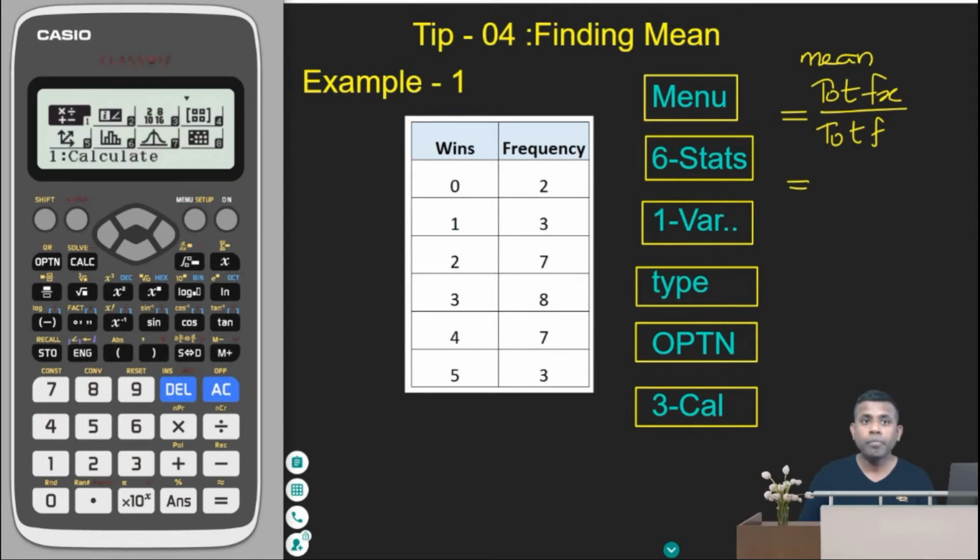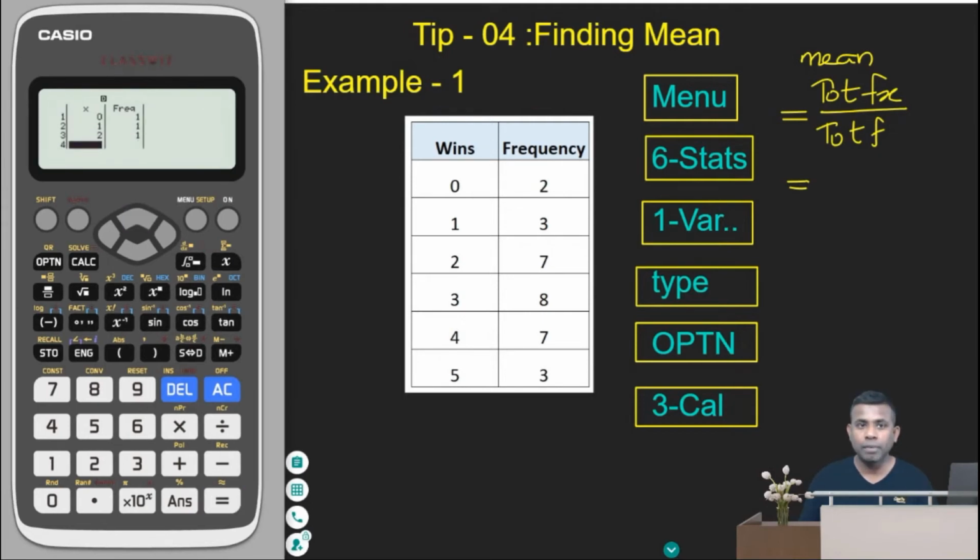Now you need to go to menu and use number 6, and press number 1, which is the variable option. Everything's on the screen, I have written it down. So you have a table on the calculator screen, x values and frequency values. First of all, I'm going to enter the x values: 0, 1, 2, 3, 4, 5. I am copying all the x values from the table given. Each and every time you enter, you need to press the equal sign to make sure the calculator accepts that value.